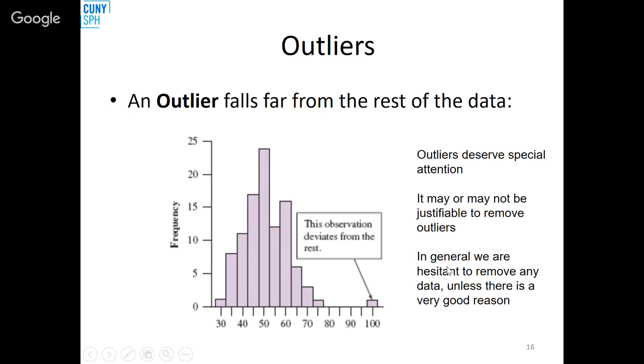It may be a part of your population that you've just been lucky to observe. But it could be in this case that it was just a recording error, that someone forgot to put in a decimal place or something like that. So it normally would require some kind of additional investigation to try to determine whether this is a plausible outlier or not.